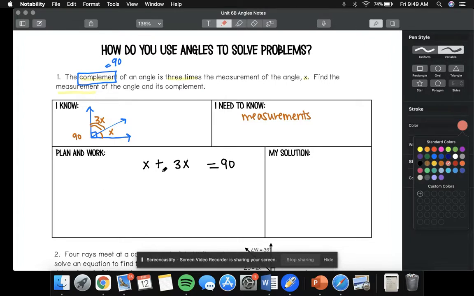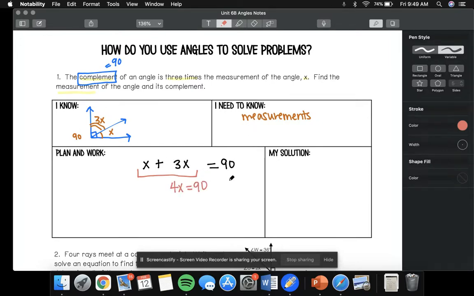So then after we write it, now we are going to solve it. I'm going to combine like terms because these are on the same side of the equal sign. I get 4x equaling 90. Okay, well, I don't want 4x, I want 1x. So I'm going to divide by 4. Okay, and I am going to get 90 divided by 4, which is 22.5. Okay. Now, x does equal 22.5, but we have to make sure we answer the right question.